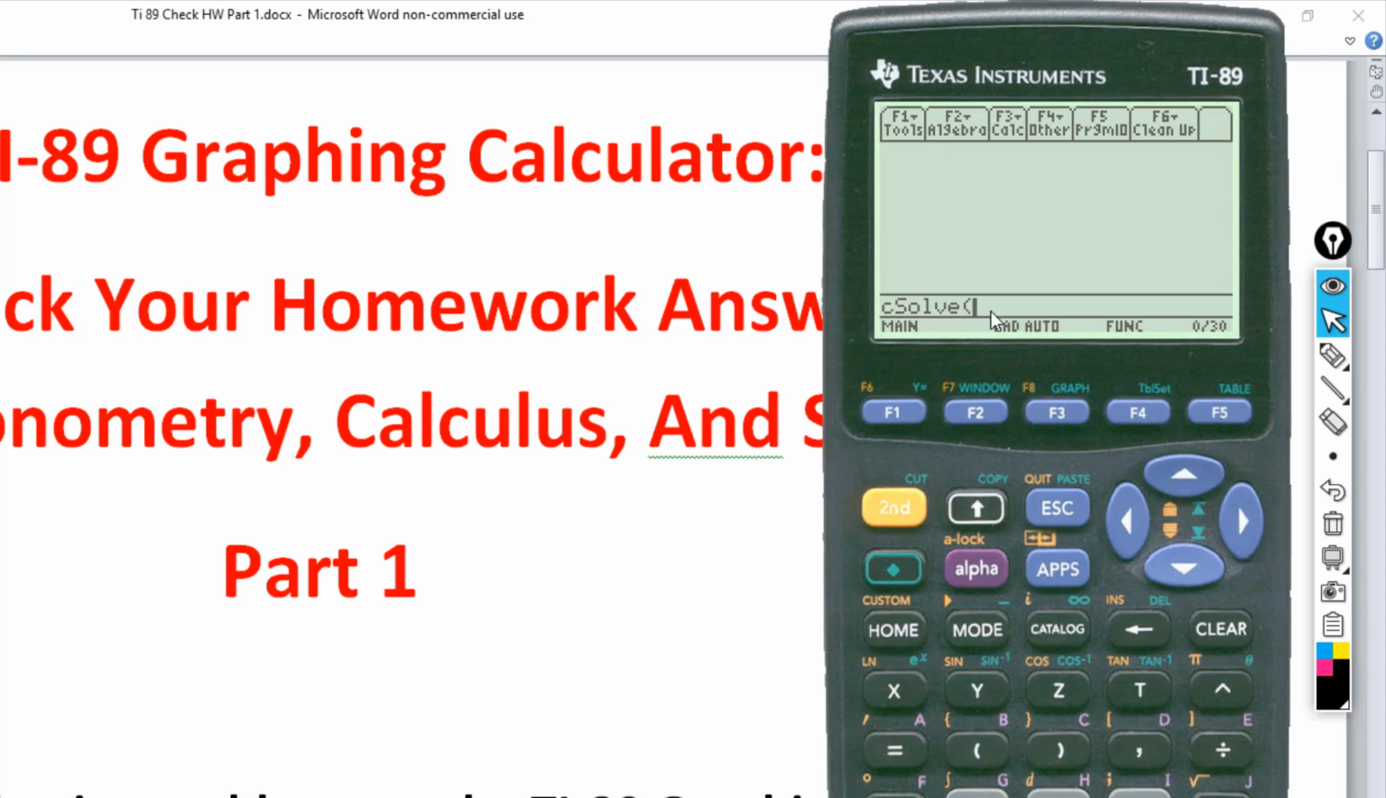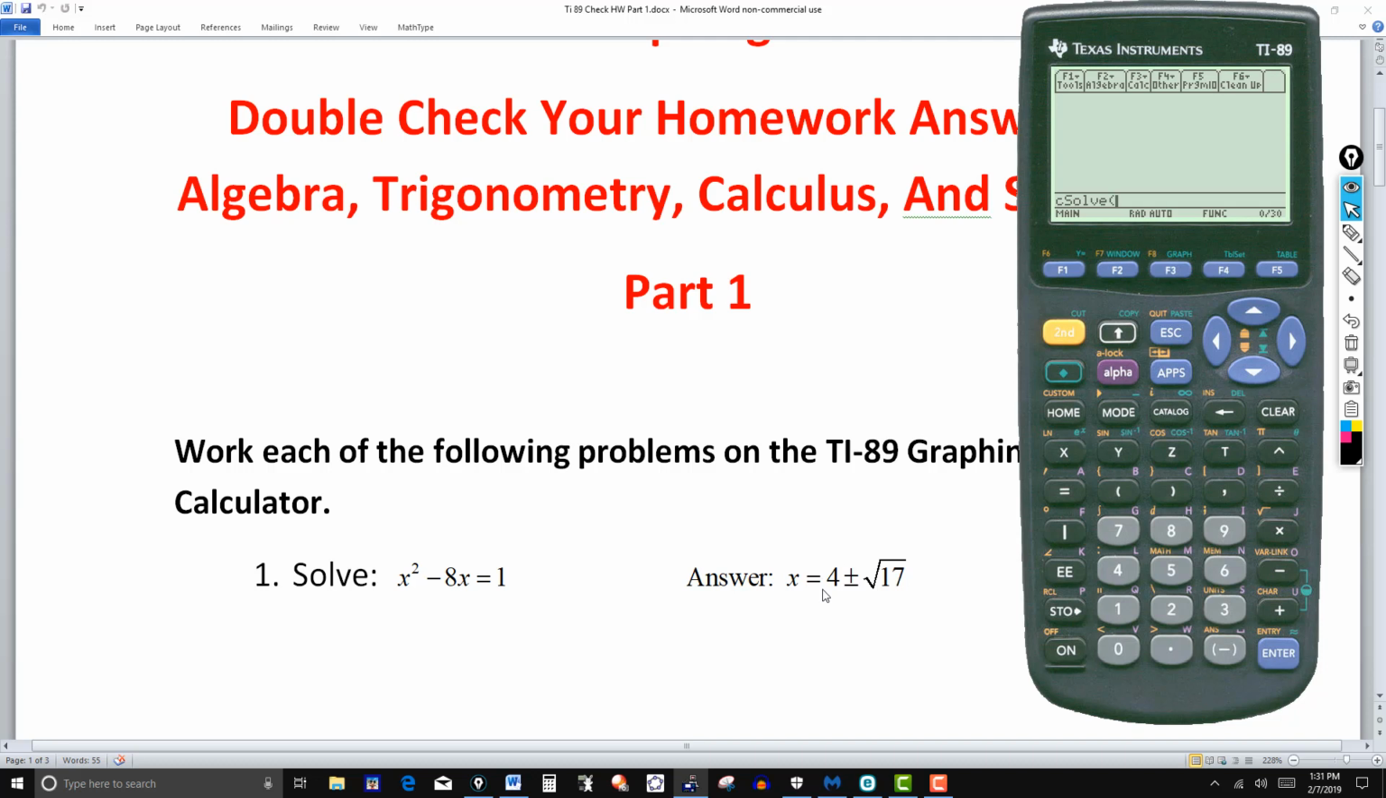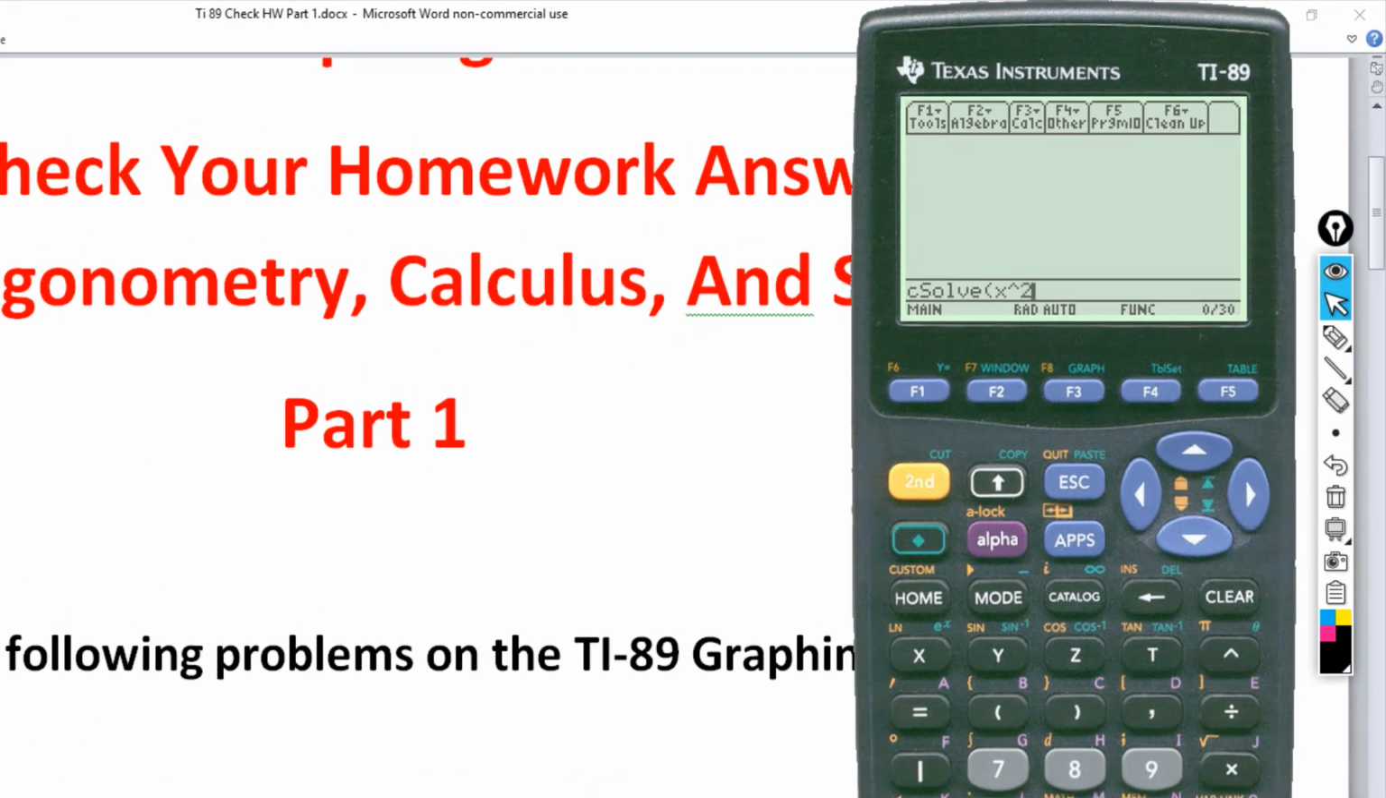So let's look at the first one that I have over here, and I have the answers on the right so you can see it more clearly. I have x squared minus 8x equal to 1. So enter the equation, x squared minus 8x equals 1, and then comma. Anytime you solve, you have to indicate the variable. Normally we use x, but you can use others by using the alpha key. And then x, hit enter.